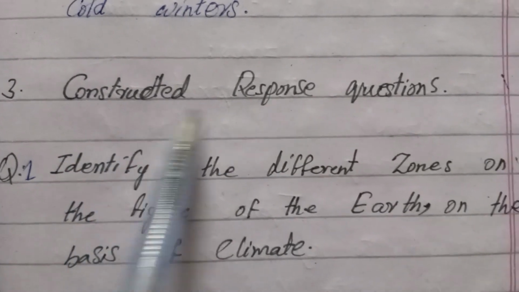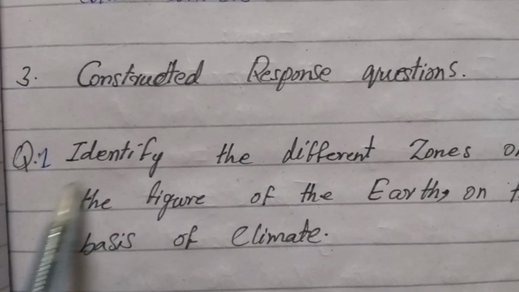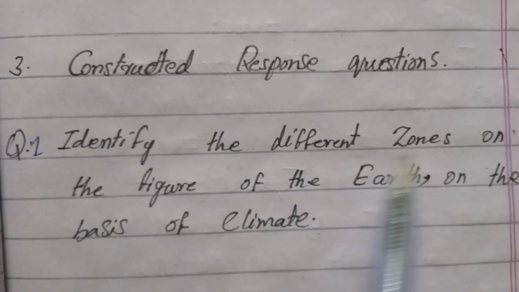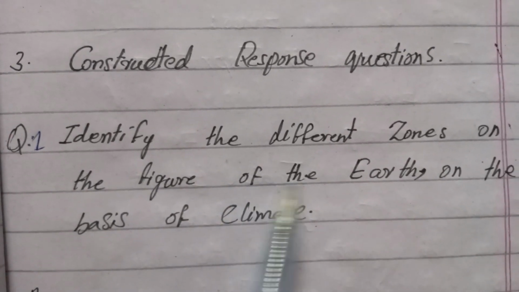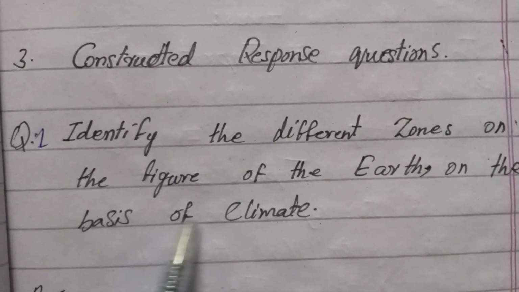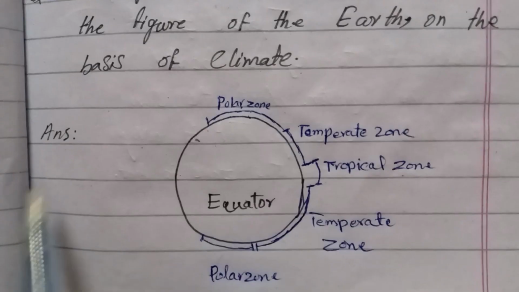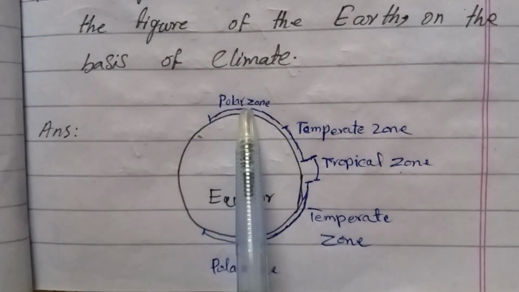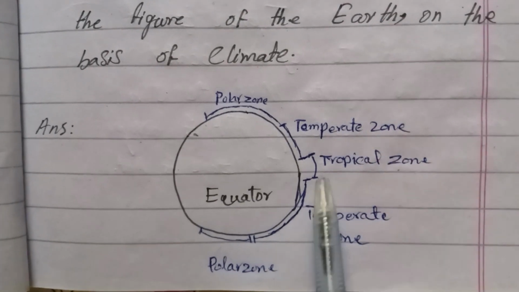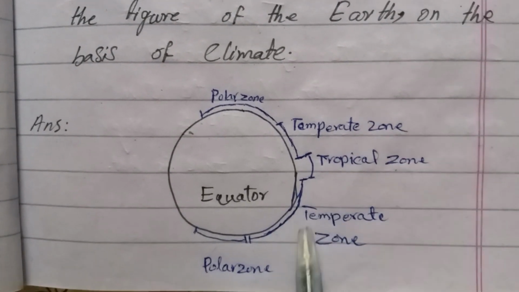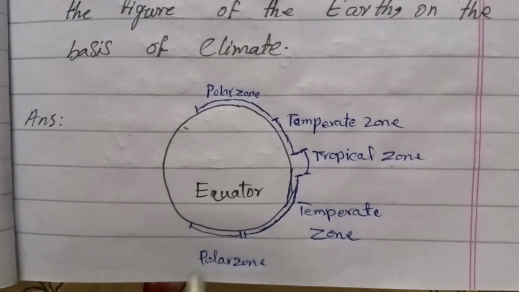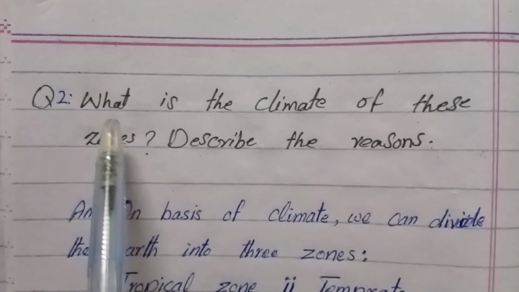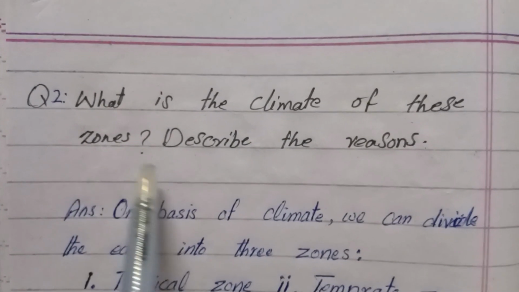Number 3, constructed response questions. Question number 1, identify the different zones on the figure of the earth on the basis of climate. Answer: equator, polar zone, temperate zone, tropical zone, temperate zone, polar zone. Question number 2, what is the climate of these zones?